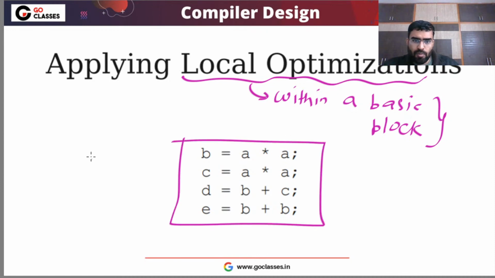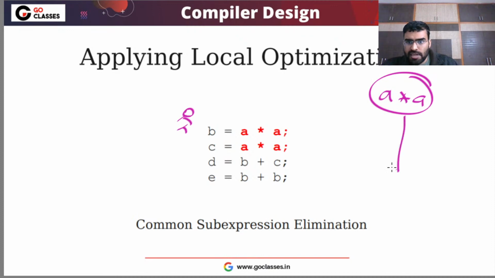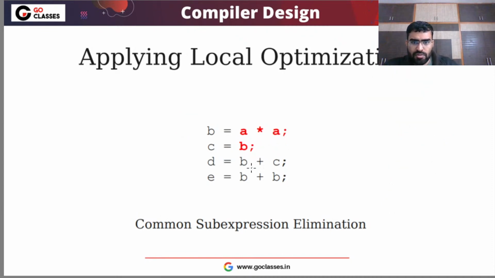So this is your basic block, you can notice. If this is your basic block, then what is the optimization you can create? You can create common subexpression elimination, because you have a star a star a. You can notice that this a star a you have calculated here, and this is stored in b. So what you can do is use b here. This is your common subexpression elimination.